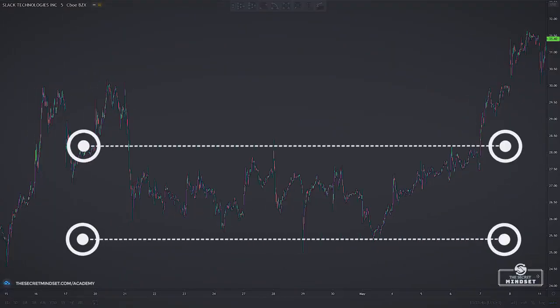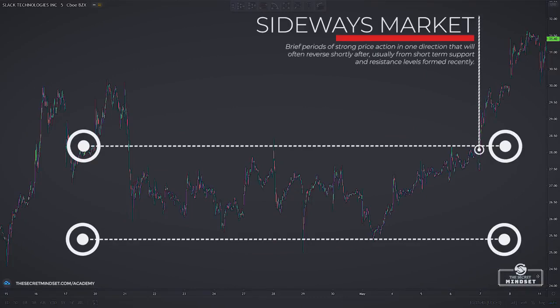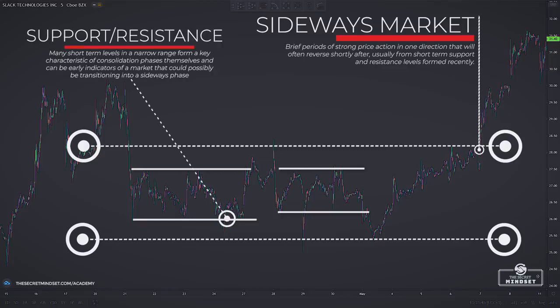Contrary to a trending market, a sideways market will often comprise brief periods of strong price action in one direction that will often reverse shortly after, usually from short-term support and resistance levels formed recently. As illustrated in this example, many short-term levels in a narrow range form a key characteristic of a consolidation phase themselves and can be early indicators of a market that could possibly be transitioning into a sideways phase. On the contrary, a strong trending market will usually pack enough strength to push through minor areas with relative ease.